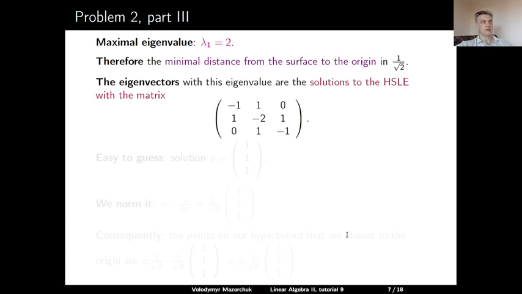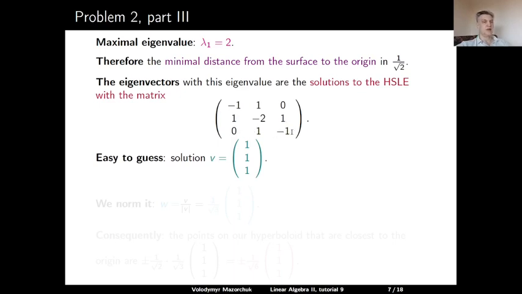To determine the points at which this distance is attained, we need to find all eigenvectors for this eigenvalue. So the eigenvectors for this eigenvalue are the solutions to the homogeneous system of linear equations given by the matrix when we take the matrix of the form and subtract 2 on the main diagonal. We get the matrix minus 1, 1, 0, 1, minus 1, 1, 0, 1, minus 1. And here again, it's easy to guess that the vector 1, 1, 1 is a solution to the system, because minus 1 plus 1 is 0, 1 minus 2 plus 1 is 0, and 0 plus 1 minus 1 is 0.